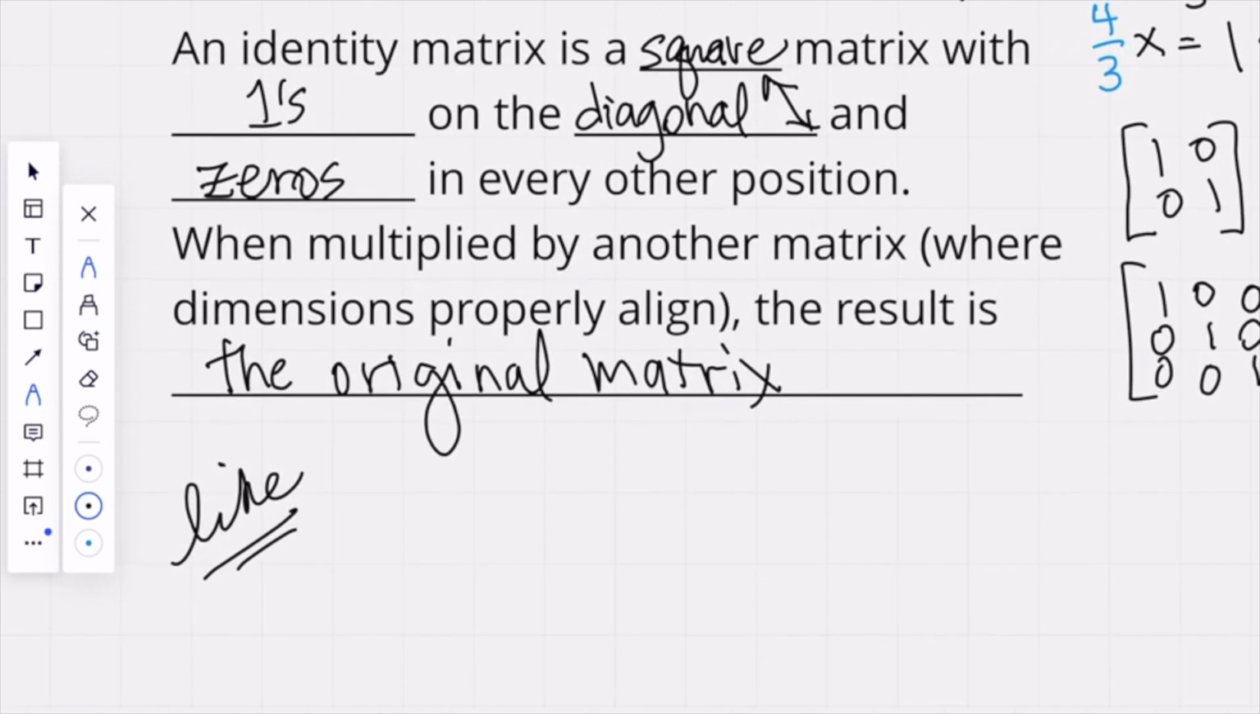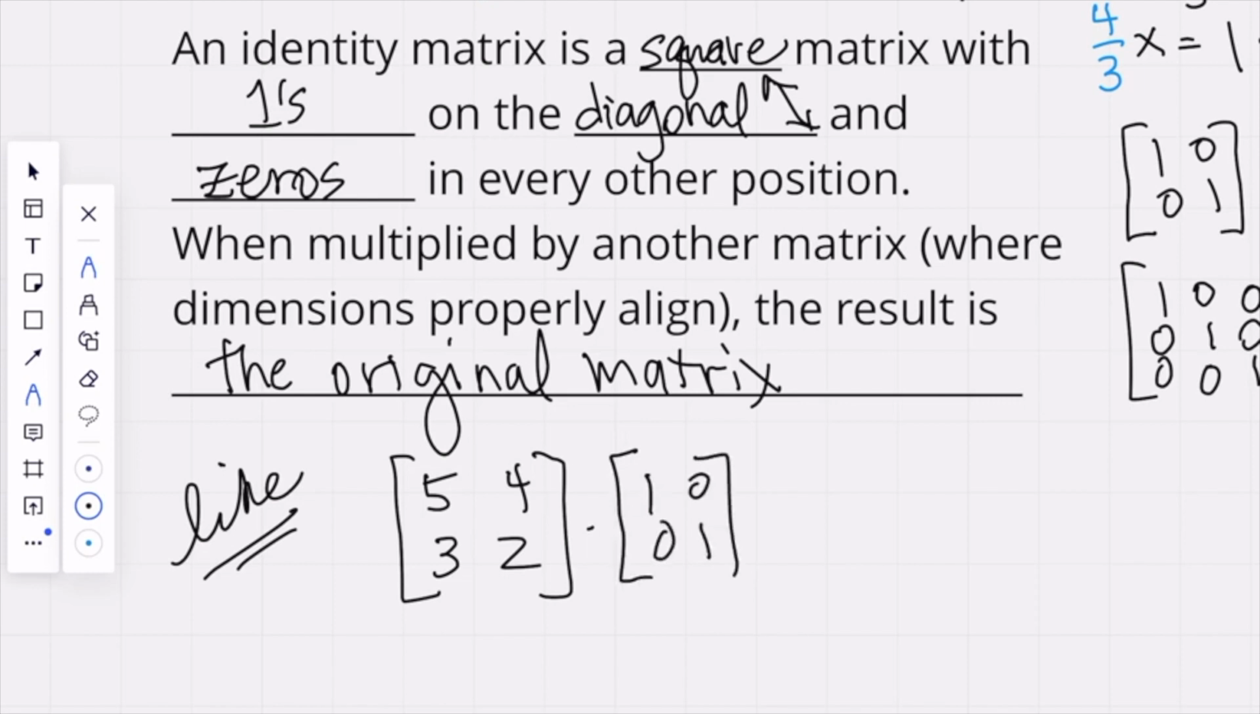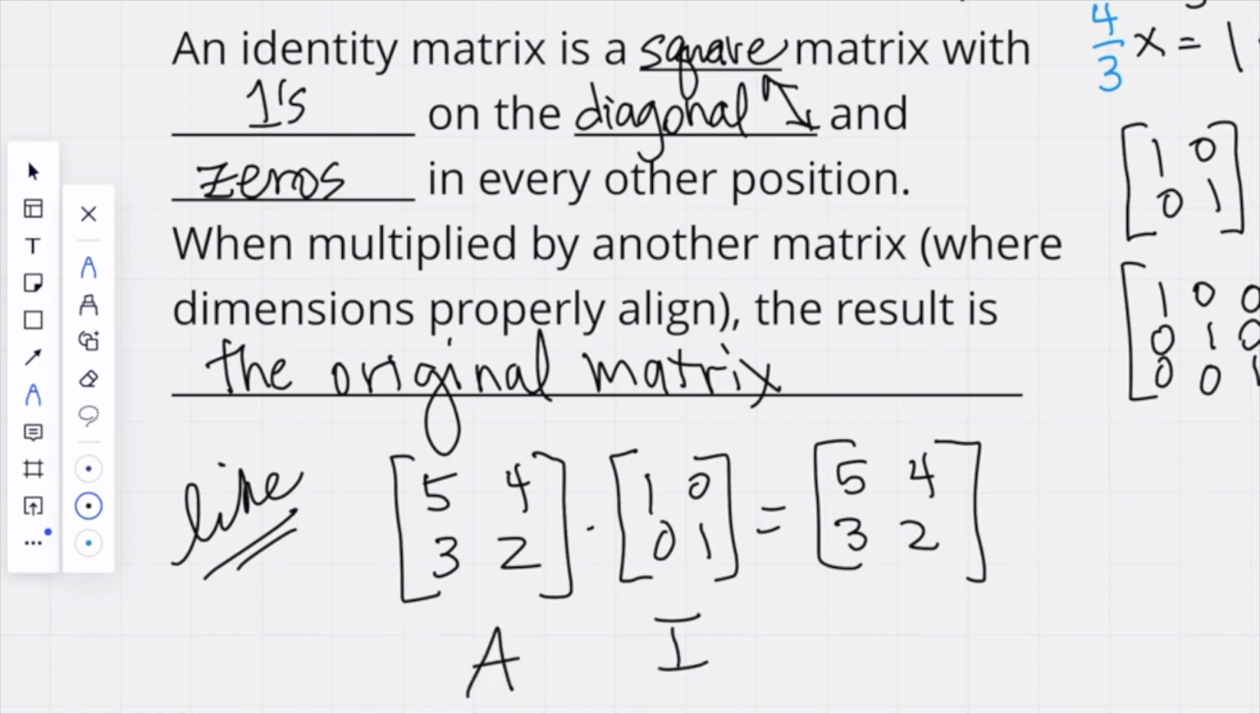Like here. So if I had something like this, 5, 4, 3, 2, multiplied by 1, 0, 0, 1, I'm going to end up with 5, 4, 3, 2, because this is the identity matrix. This is some matrix, we can call it matrix A. Anything times the identity matrix will yield what you started with.